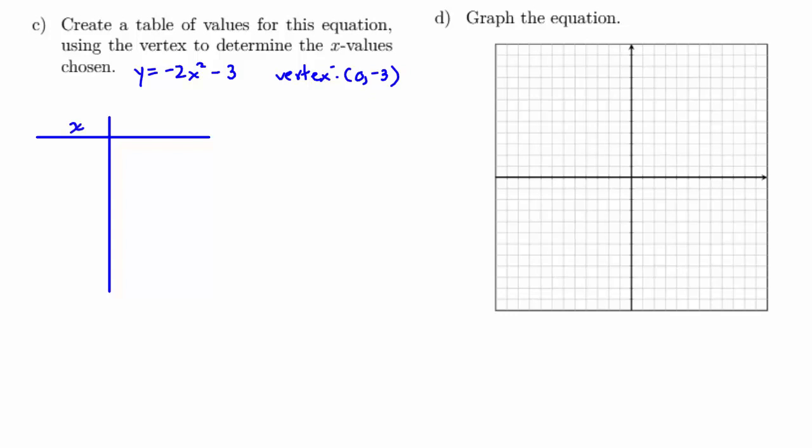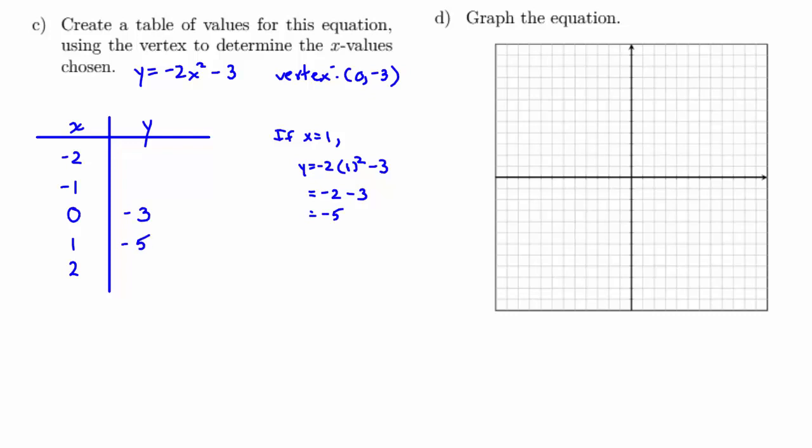So I'll have x and I'll have y. I'm going to put 0 in the middle, and so I can go 1 and 2 on the right, and negative 1 and negative 2 to the left of that x value. We already know the value of y when x is 0. It's negative 3, so we'll include that here. And then let's calculate the value of y when x is 1. So if x equals 1, then our y value will be negative 2 times 1 squared minus 3. And so we'll get negative 2 minus 3, which is negative 5. So when x is 1, we know that y is negative 5.